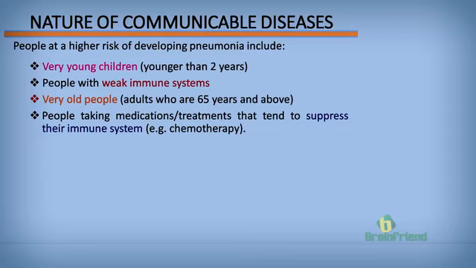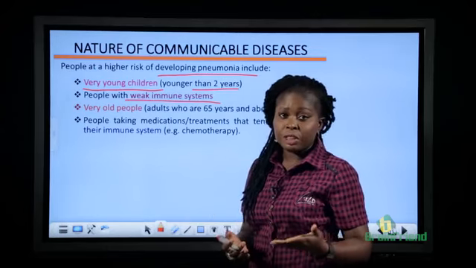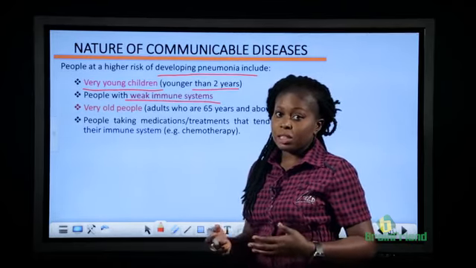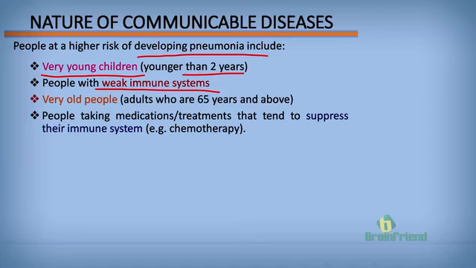Now, there are specific people that are at a higher risk of developing pneumonia. These include very young children, children that are below 2 years of age. So another set of people that are at a higher risk of developing pneumonia are people with weak immune systems. We've said it earlier that when these diseases try to invade the body, the immune system fights against them. But if the immune system is weak, the diseases will definitely overpower them. So people with weak immune system are prone to developing pneumonia. Very old people, adults who are 65 years and above.